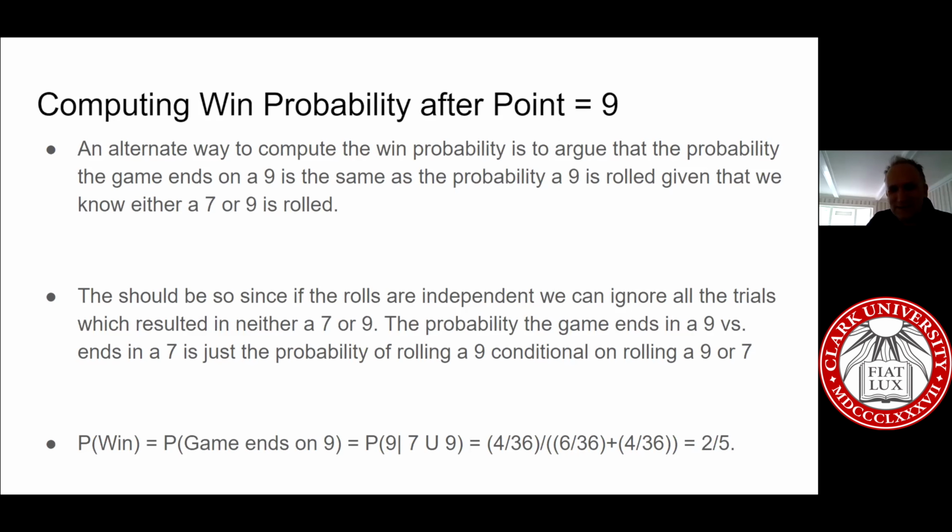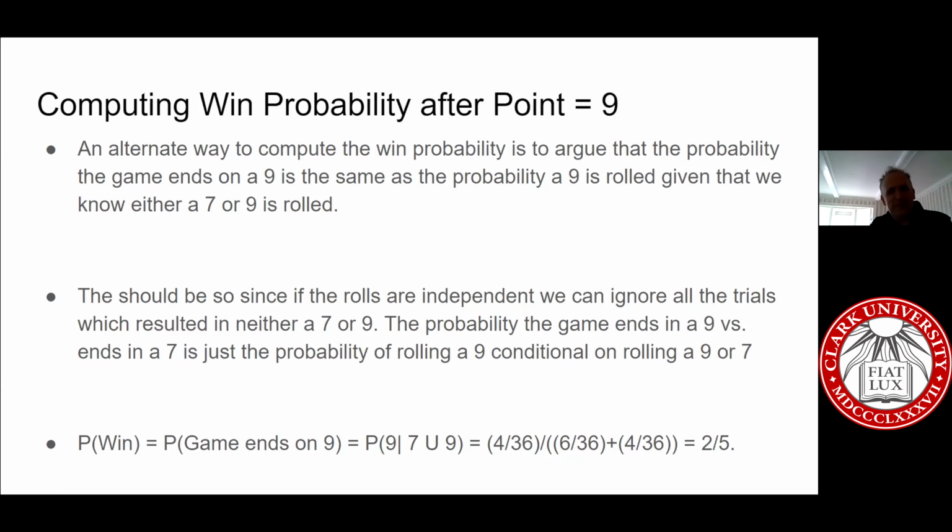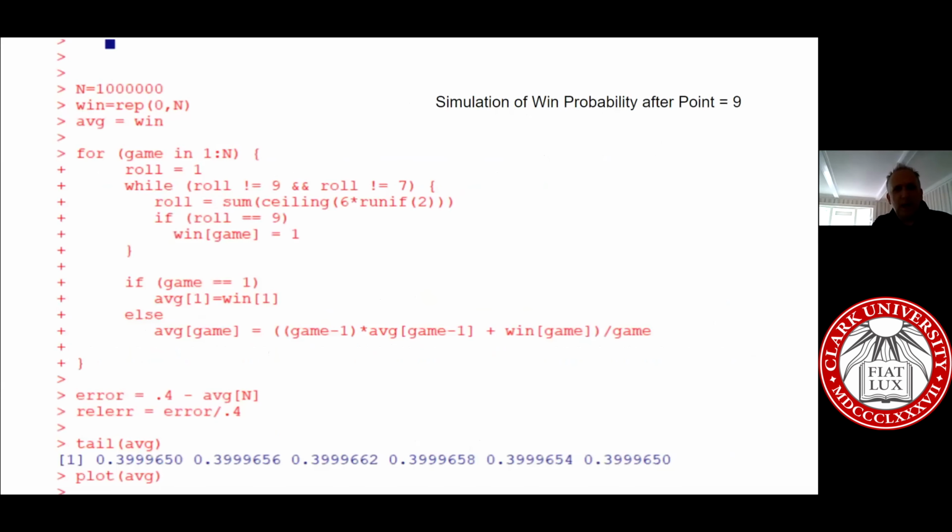The probability the game ends in a 9 versus ends in a 7 is just the probability of rolling a 9 conditional on rolling a 9 or a 7. So then you use your Bayes formula here. Probability the game ends on a 9 is the probability of a 9 given I roll a 9 or a 7. That's just those probabilities of the rolls like that, and I get 2/5. I did a simulation of it, and I get very, very close, right? I get actually 2 orders of magnitude better than the Chebyshev bound tells me I'm going to get.